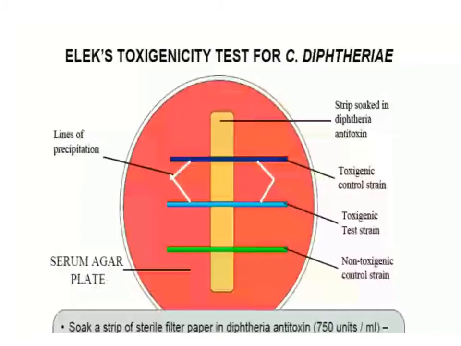Here you can see the Elek toxigenicity test for Corynebacterium diphtheriae. In the middle, we soaked this strip in diphtheria antitoxin. A dark blue line suggests a toxigenic control strain, a light blue line suggests a toxigenic test strain, and a green line suggests a non-toxigenic control strain.